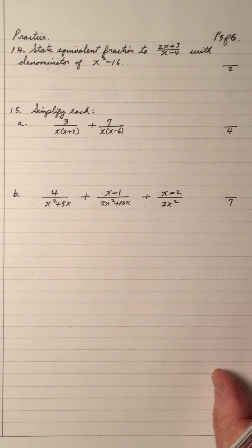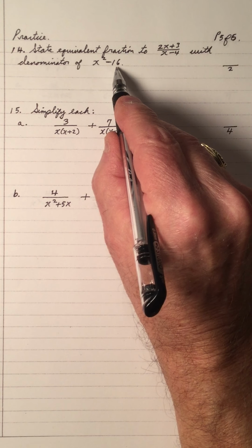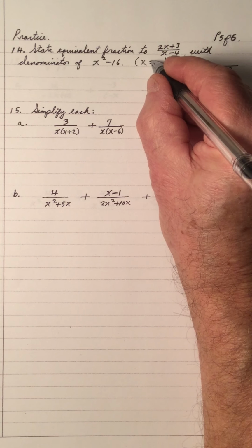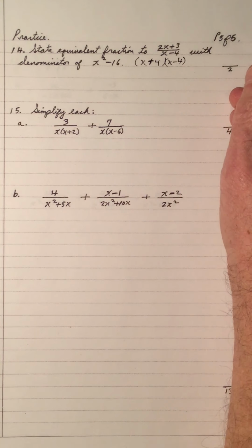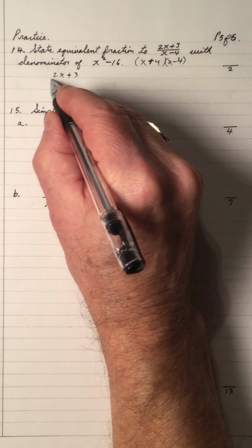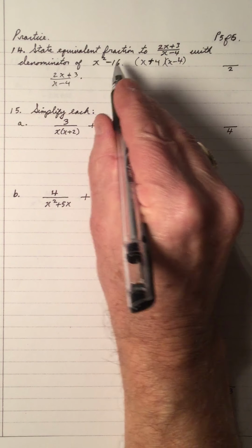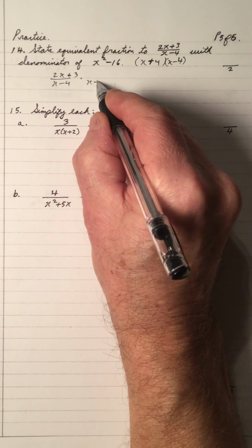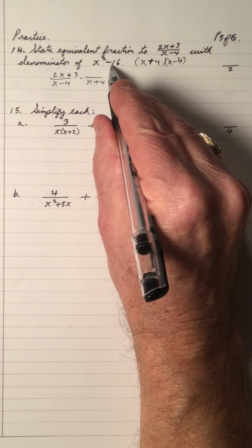Number 14, equivalent fractions. Again, state the equivalent fractions of this one with a denominator of x squared minus 16. X squared minus 16 is factorable into x plus 4, x minus 4. That means that 2x plus 3 over x minus 4 has to have this denominator. So since it's factored, that means this denominator has to be multiplied by x plus 4. Because x minus 4 times x plus 4 gives you this, which is this binomial.